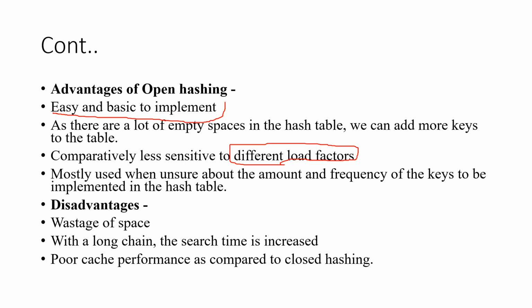Another is that it's mostly used when you are unsure about the amount and frequency of the keys. So when will you use separate chaining? If you don't know the number of keys that will come, because my table size is 10, and suppose we don't know whether 1000 or 1 lakh will come. Will we do that with another hashing? That's not possible, because they store inside the hash table. But separate chaining stores outside the hash table, so there is no such problem. So that's why it is most preferable.